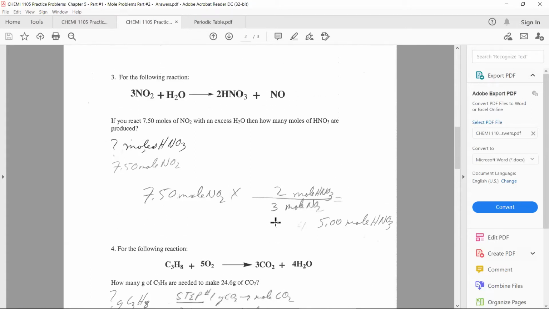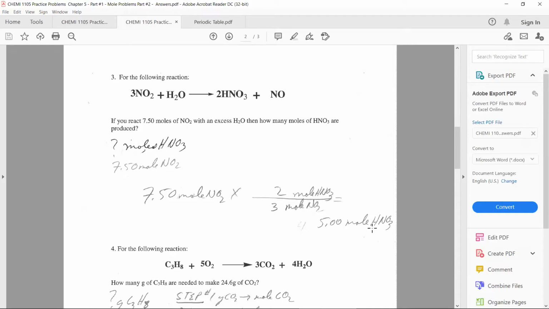And if we look at the next one, same thing. You have a balanced chemical equation. If you react 7.50 moles of NO2 with excess water, H2O, how many moles of nitric acid, HNO3, are produced? So we're trying to find moles of HNO3, which is why I have a question mark there. And you're given 7.50 moles of NO2. This is the only thing we have to start with. What units am I trying to get to? Well, we figured that out.